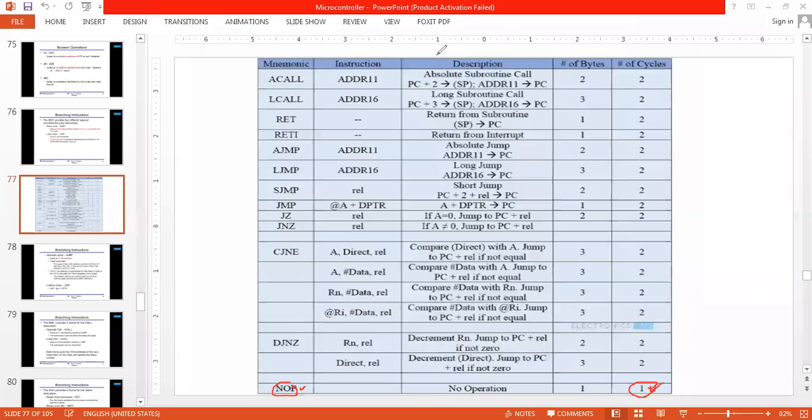So we are remaining with these 4 instructions: ACALL, LCALL, RET, RETI. This one we will see in the next class.